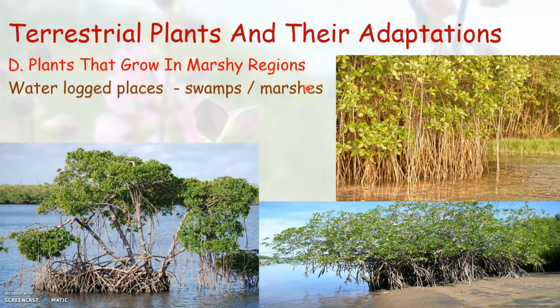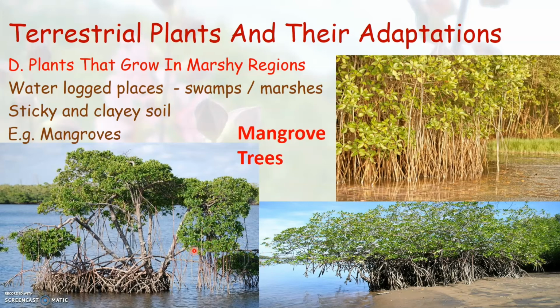As we have already learned, marshy regions have got a wetland, and therefore the soil present in marshy regions is very sticky, and they have got a clay soil which is almost like that of a clay. But these marshy regions also have trees and shrubs that grow in them. So the trees or shrubs that grow in wetland are called mangroves. As you see here in these pictures, these are examples of mangrove trees.